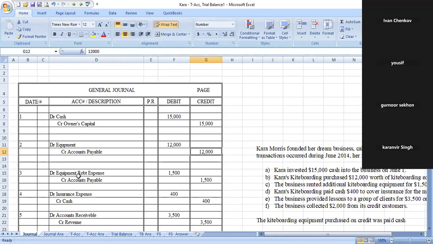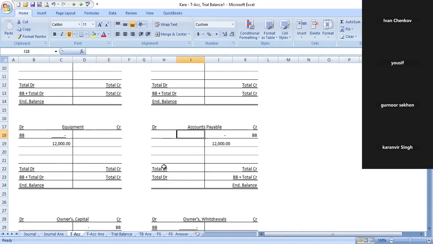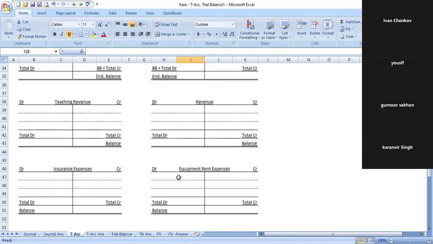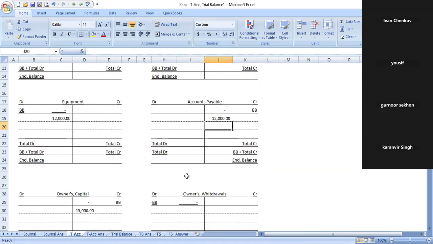Let's see number 3. What's happened with number 3? That will be rent. We rented the equipment, but we didn't pay for it. We changed this one to rent expense, if you remember. So let's go now to find the equipment rent expense. It goes up with 1,500, and since we didn't pay for it, accounts payable will go up with 1,500. Are you guys following me?